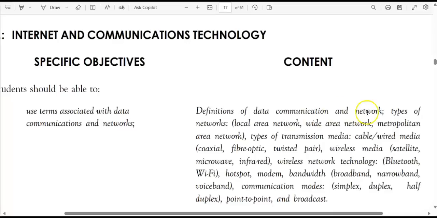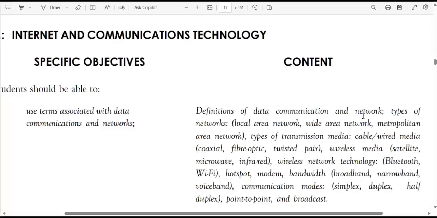Now we're going to look at what we mean by metropolitan area network. A metropolitan area network, MAN, covers a larger area than the local area network. It usually connects networks across a city or large campus. So as we said, it covers a city or town. It connects multiple local area networks, and it can be public or private.